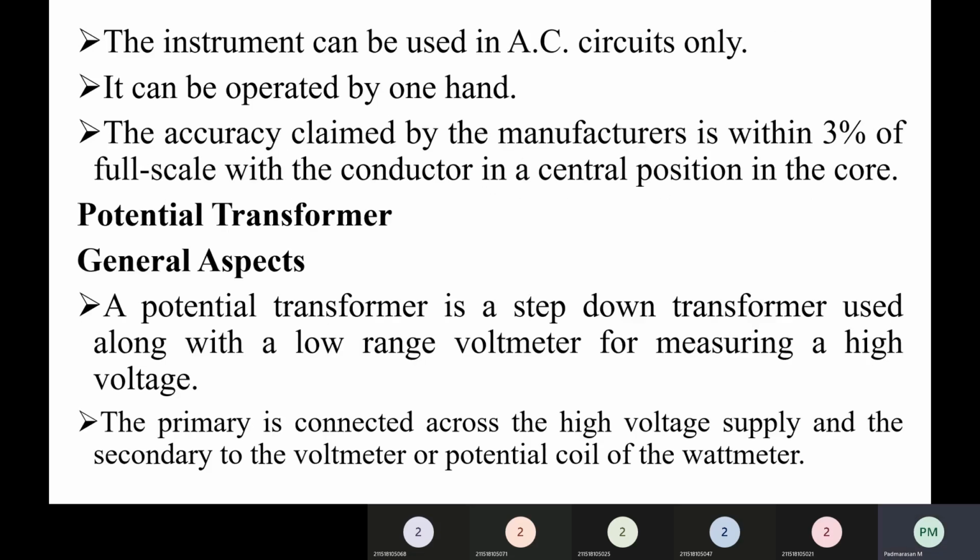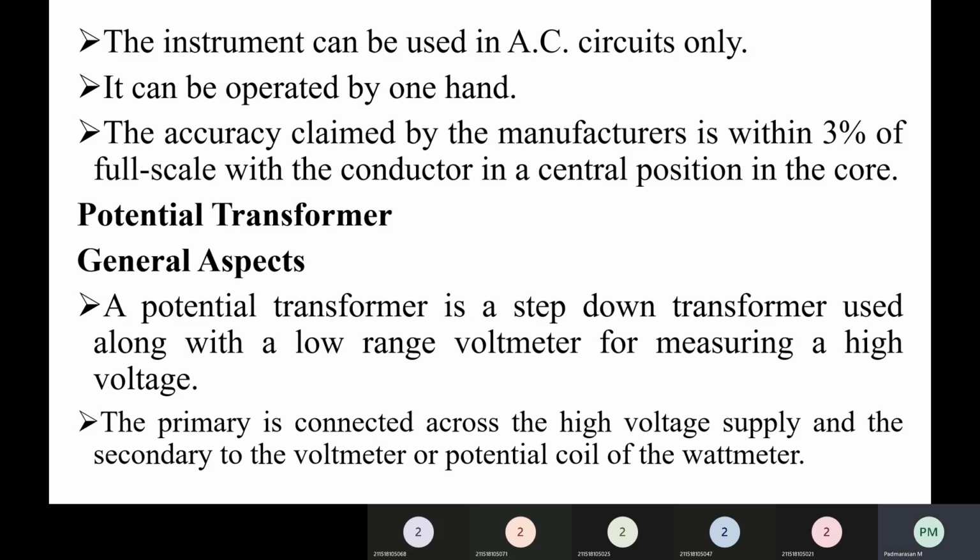So this instrument can be used in AC circuits only, and it can be operated by one hand. The accuracy claimed by the manufacturers is within 3% of full scale with the conductor in a central position in the core.